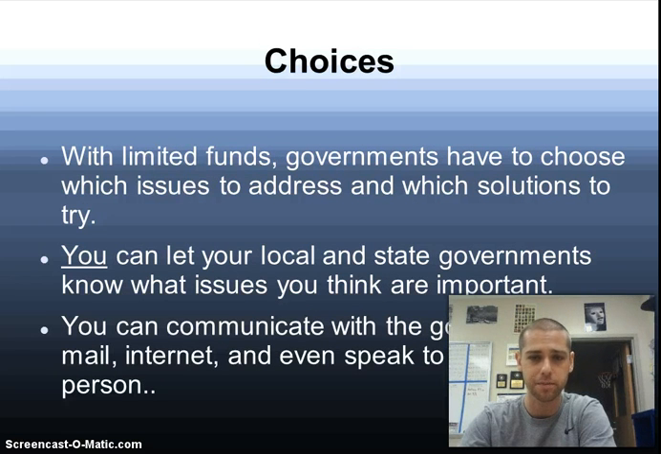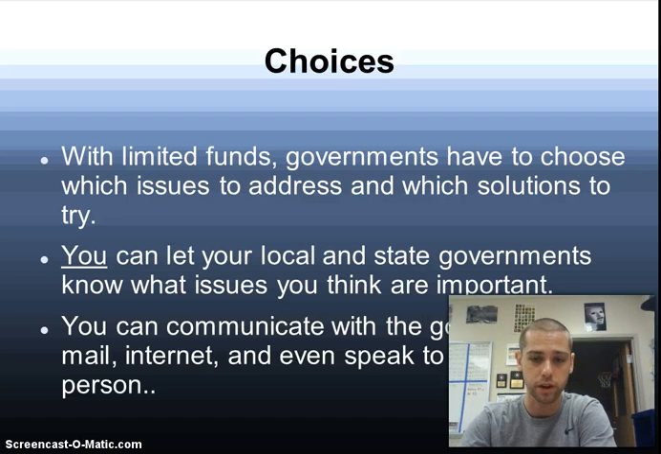With limited funds, governments have to choose which issues to address. Sometimes government is even forced to ignore certain issues because they only have funding to handle certain things. Actually, as citizens, even though you aren't voters yet, you're allowed to let your state and local government know what issues you think are important and how you think it should be handled.